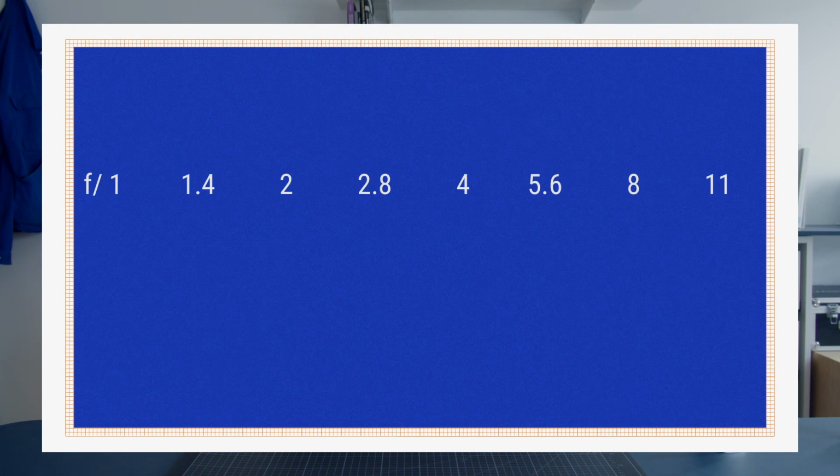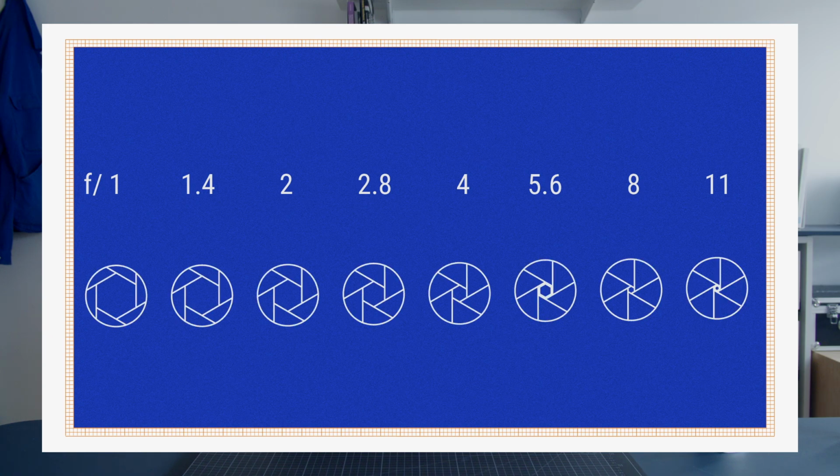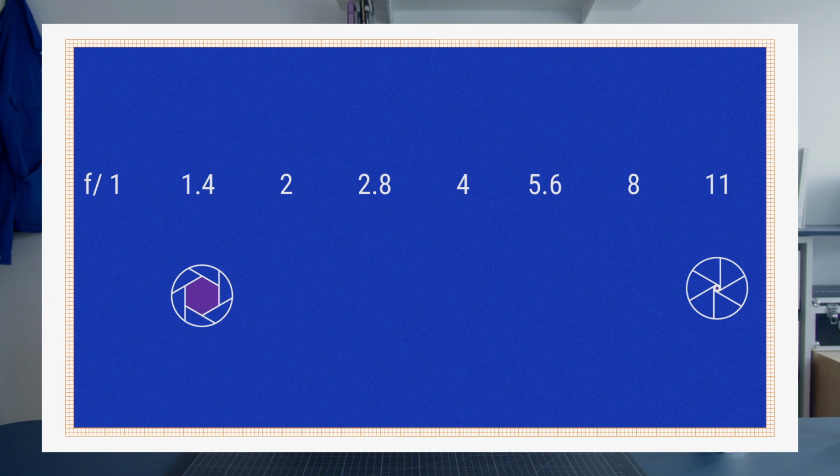Time for a bit of mathematics. The aperture is not measured by the diameter of the hole in millimeters, but by an F number. F number usually looks something like this. There is some math involved here, but what you really need to know is that the smaller the number, the larger the aperture. So f1.2 is larger and therefore brighter than, let's say, f11.